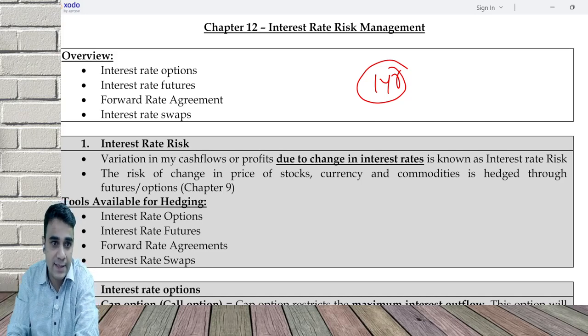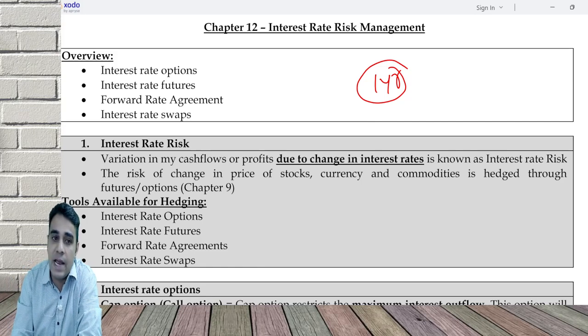I will not exercise the option. So obviously I'll have to pay a premium today for a call option or a put option, cap option or a floor option. Cap restricts my maximum interest, useful for borrowers.